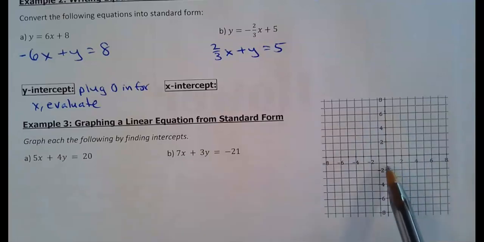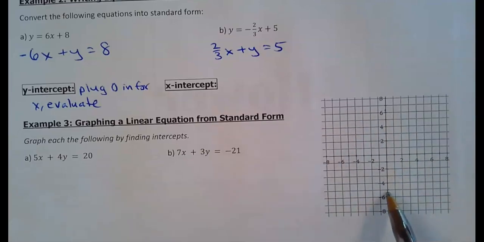Because if I pick a different one, let's say that one right there, it's between -5 and -6. What's its x coordinate? 0. So if I plug 0 in for x, I'll find out where it is.